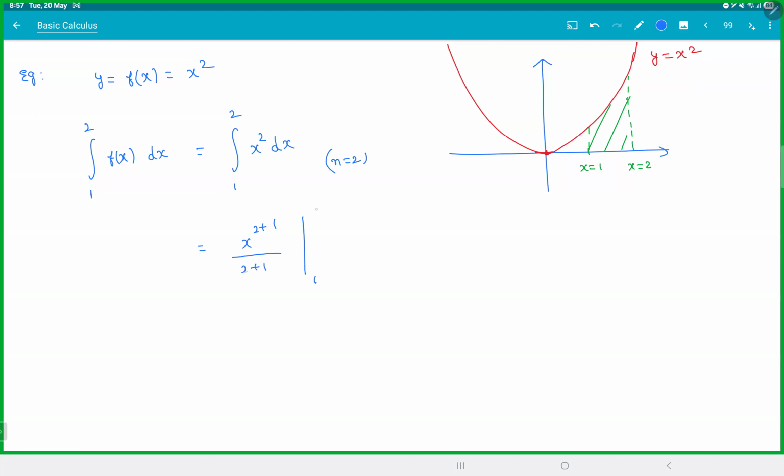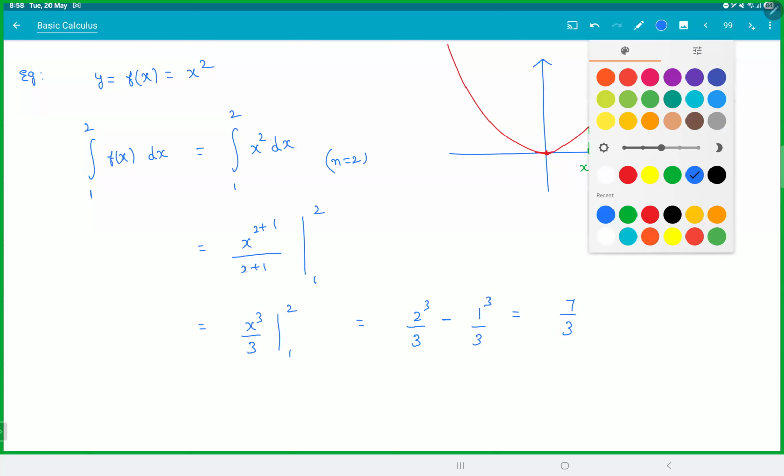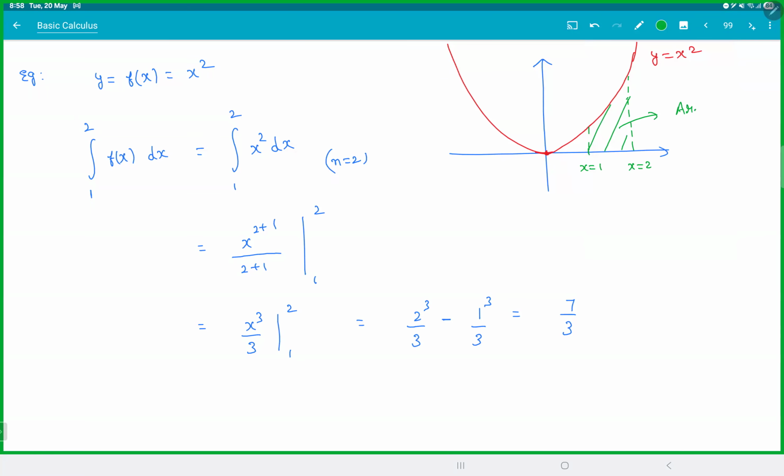Integration is over, limits are 1 to 2. So this is x cubed by 3. Limits are 1 to 2. So substitute 2 there, 2 cubed by 3. Substitute 1 there, 1 cubed by 3, and then subtract them. That will be 2 cubed minus 1, 8 minus 1, 7 by 3. So that green area is 7 by 3. Did you see? Till now, we didn't have a technique to find area under the curves, isn't it? Now we know. Now, how we got that formula, let's not bother about it. But that x power n gives you area under the curve.